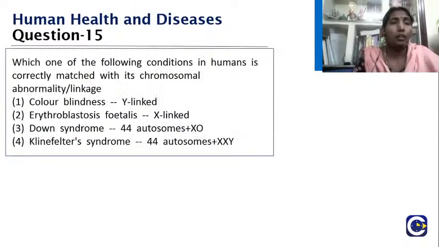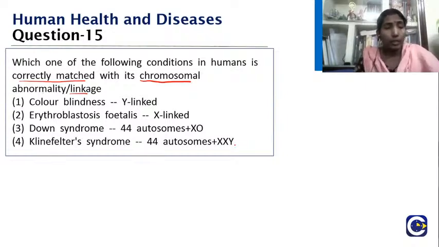Okay. Which one of the following conditions in humans is correctly matched with its chromosomal abnormality? So here we are going to match the chromosomal abnormality and their linkages. Color blindness Y-linked, erythroblastosis fetalis X-linked, Down syndrome 44 autosomes plus XO, Klinefelter syndrome 44 autosomes plus XXY. Now here which will be the right option? Please children, give me the option.